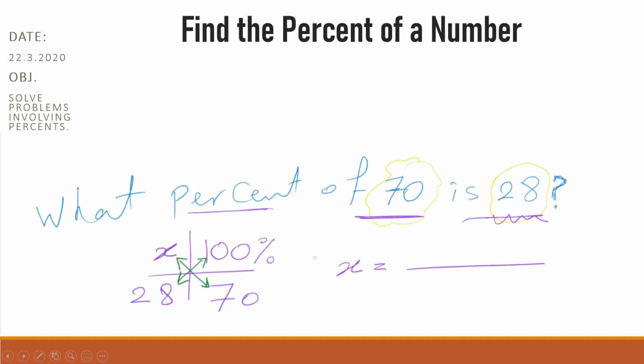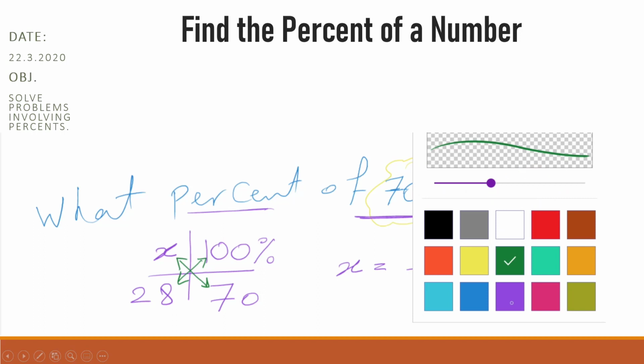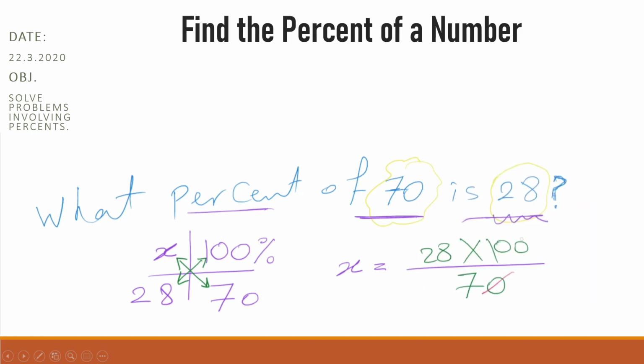28 multiplied by 100 divided by 70. Remove zeros. And after that, I can see that 28 and 70 are divisible by 7. Divide by 7, it will be 1. Divide by 7, it will be 4. So 4 multiplied by 10 divided by 1 will be 40. So the answer is, don't forget to write percent, 40%.